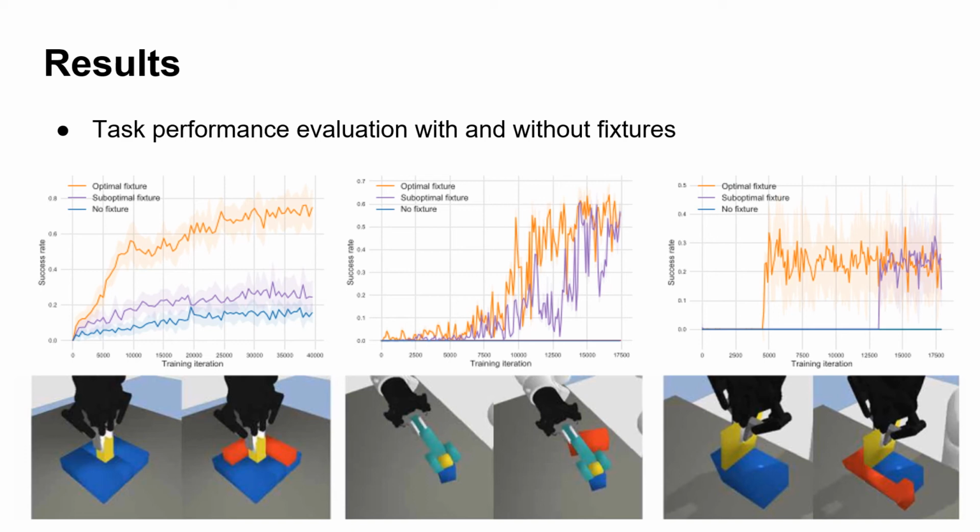They plotted the learning curves for the inner loop manipulation learning process. With optimal fixture pose, the curve is shown in orange. For suboptimal and no fixture, it is shown in purple and blue. It can be noticed that the orange line is always above the blue line, indicating a significant boost in learning with fixtures for these manipulation tasks.